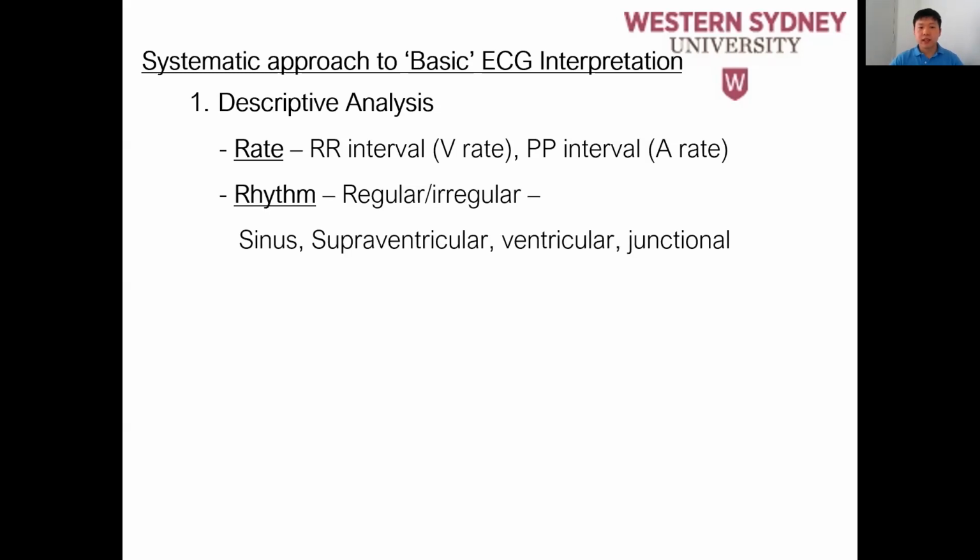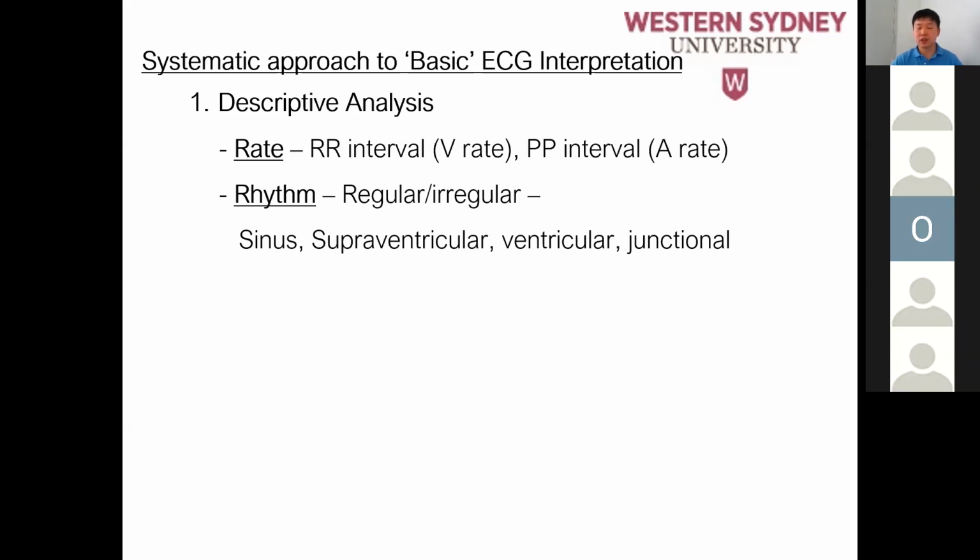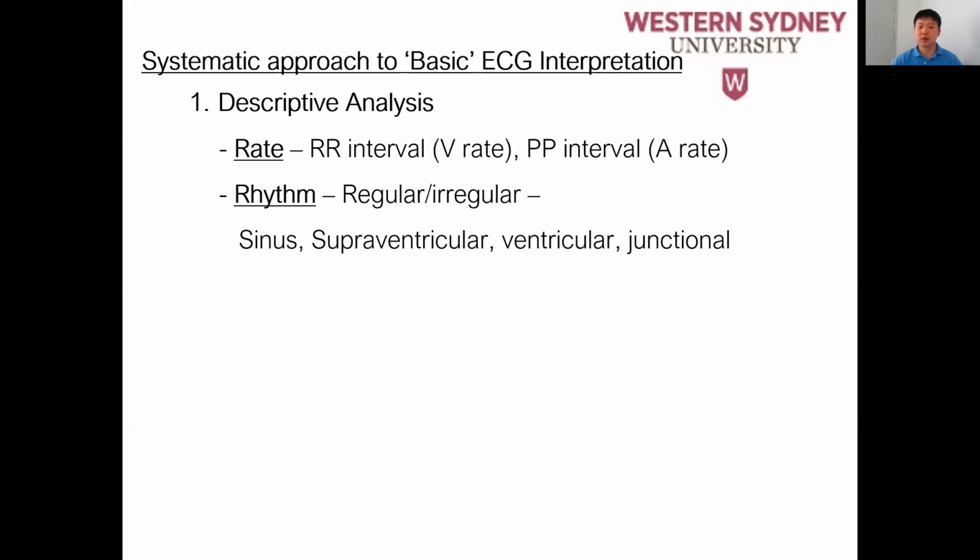The next step we look at is the rhythm. So is the rhythm regular or irregular? And we also try to see if there's a P wave for every QRS complex. Some things we can use to describe rhythm are whether it's a sinus rhythm, a supraventricular rhythm, a ventricular rhythm, or a junctional rhythm, so coming from the AV node.